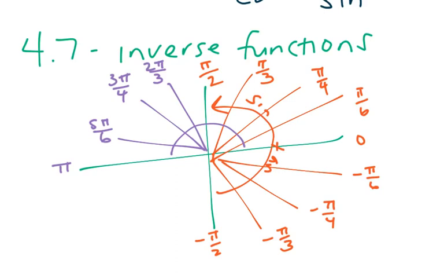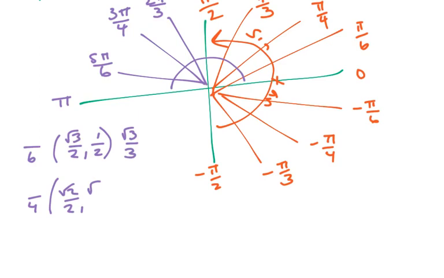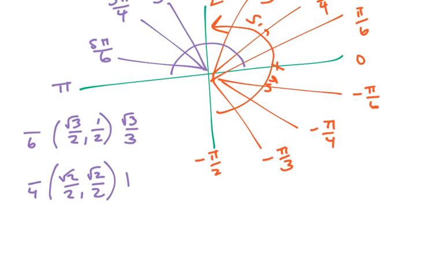So hopefully by now we know the sine and cosines, right? At every pi over 6, the point would be root 3 over 2 and 1/2. And the tangent is root 3 over 3. Remember, 2 3's make up a 6. At every pi over 4, it's root 2 over 2 and root 2 over 2. And tangent would be root 2 over 2 divided by root 2 over 2, which is 1.